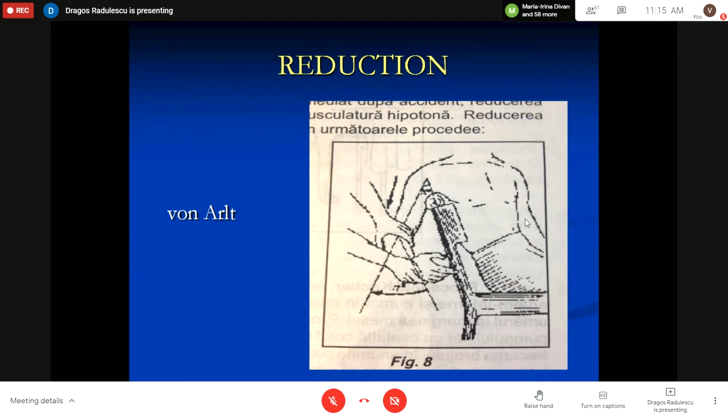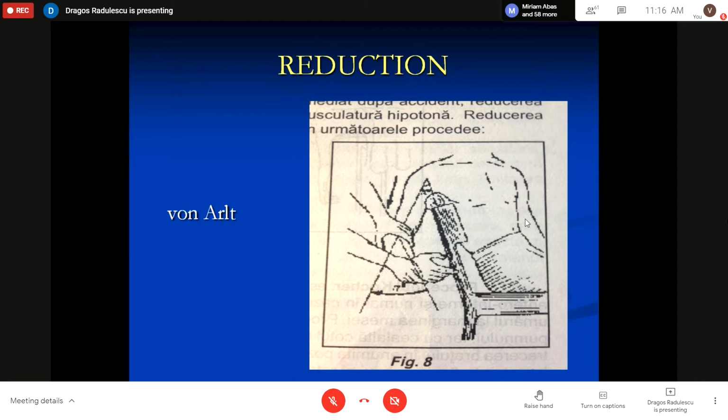Because you need to reduce it as early as possible, you want to do it in the ER room and not wait until you admit the patient in the hospital, look for an operating room, bring the patient to the operating room, etc. So you want to do it as fast as possible.